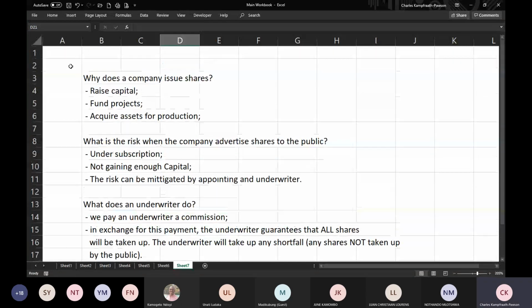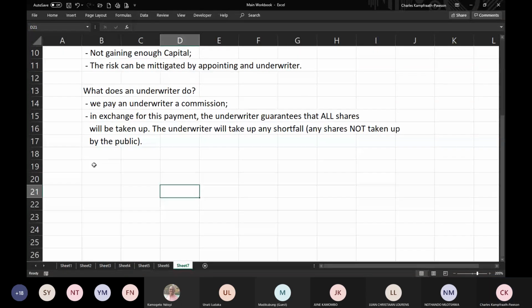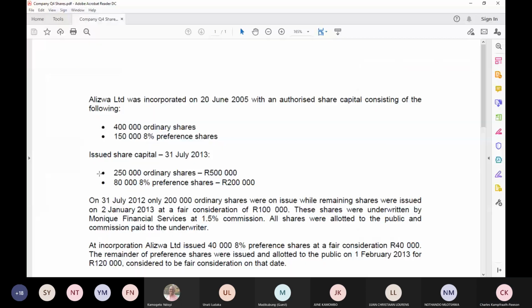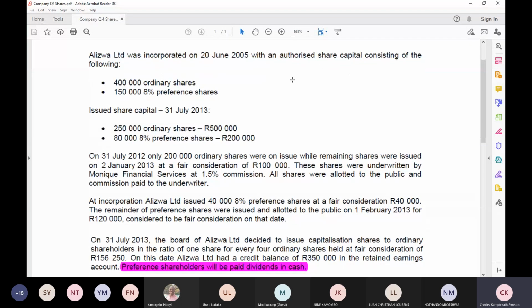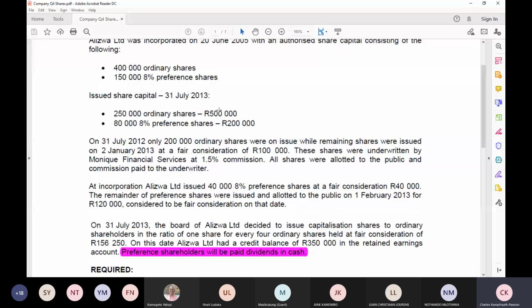So let's quickly look at question 4. It says here, Leasewell Limited was incorporated on 20 June 2005 with an authorized share capital consisting of the following: 400,000 ordinary shares and 150,000 8% preference shares. So that is just the number of shares that that company can issue. That's the number of shares that it's authorized by the registrar of companies that it can issue. It can't issue more than that.